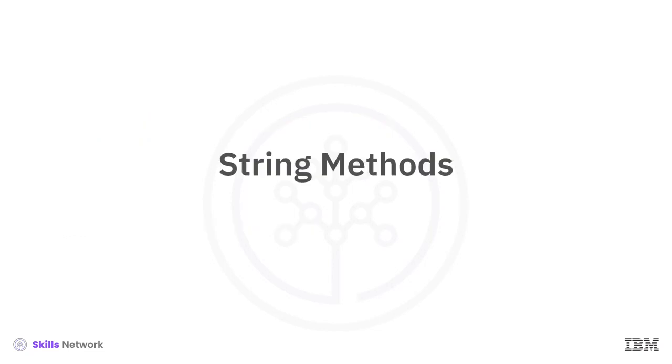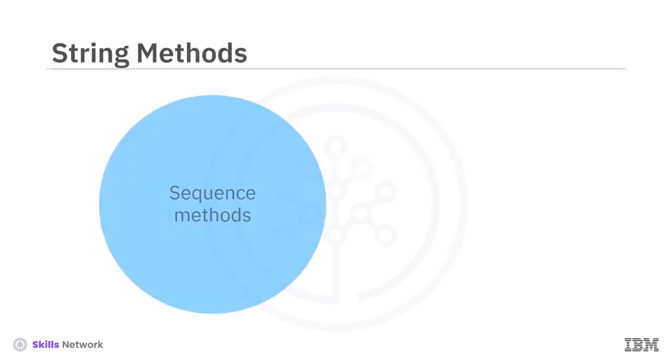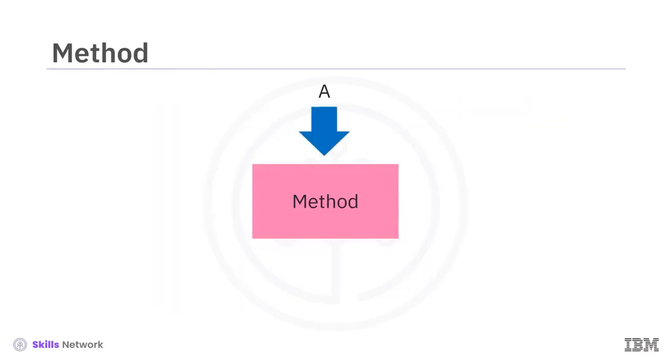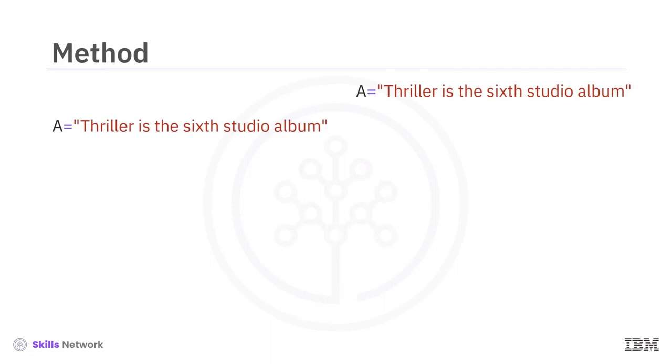Now let's take a look at string methods. Strings are sequences, and as such, have methods that apply to lists and tuples. Strings also have a second set of methods that just work on strings. When we apply a method to the string A, we get a new string B that is different from A. Let's do some examples. Let's try with the method upper. This method converts lowercase characters to uppercase characters.